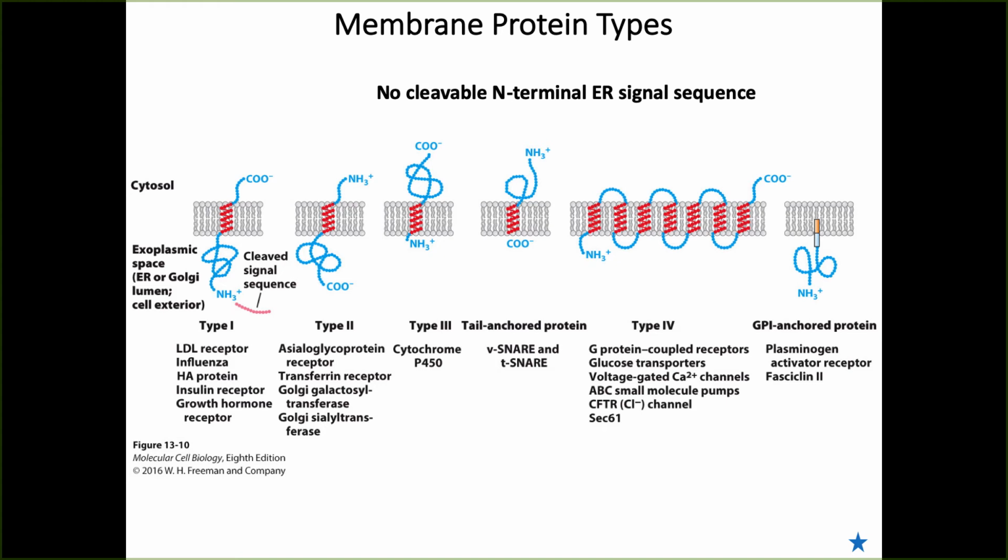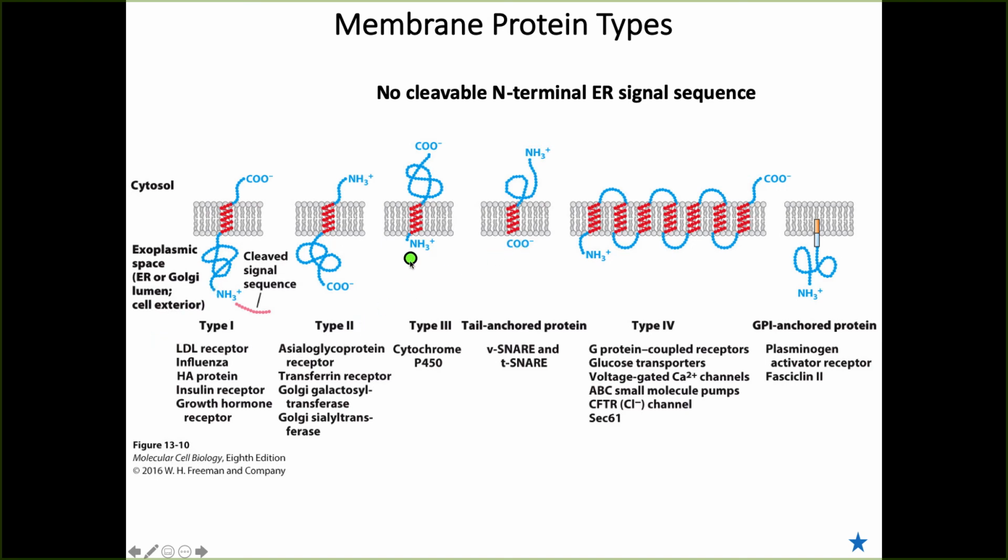Let's have an overview of what they are. Type 2 is just the opposite. They don't have a signal sequence. Only type 1 is similar to the soluble secretory proteins, but it is membrane inserted. That's the only difference. The whole protein is not going into the lumen. Type 2 is the opposite orientation: N-terminal on the cytosolic side, C-terminal on the other side.